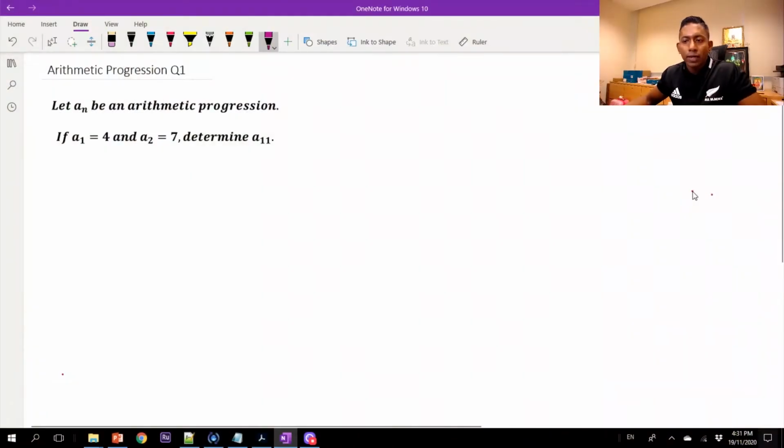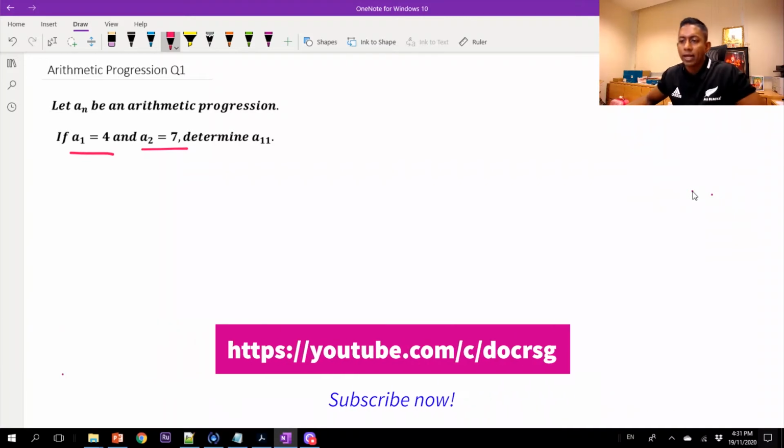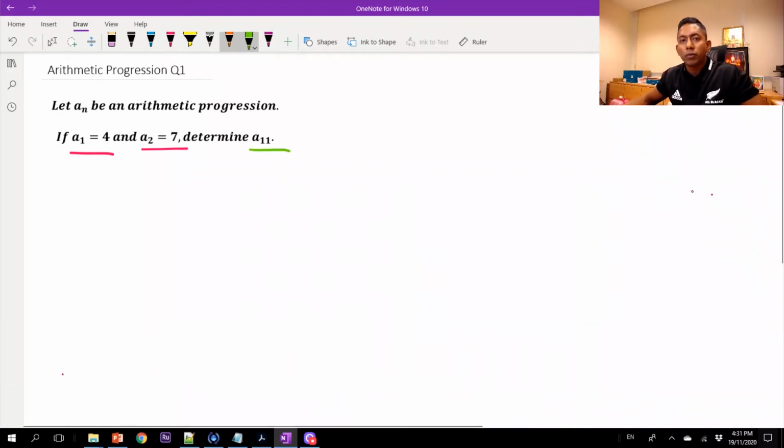So here we are given that A1 is equal to 4. So that is the first term in the sequence. And we are also given that A2 equals 7. And we are asked to determine A11. Alright. So if I were to write out the sequence, I will get 4, 7, and so on, correct?